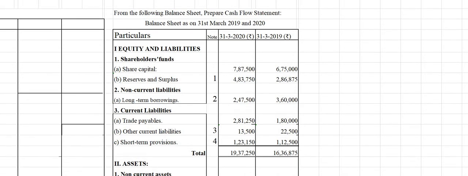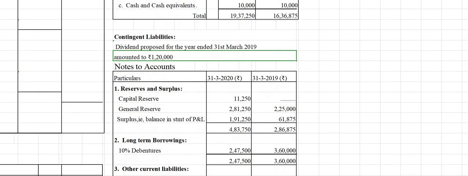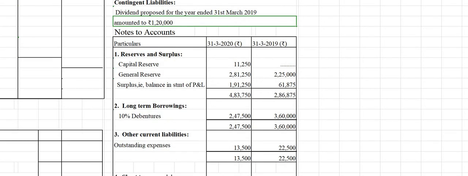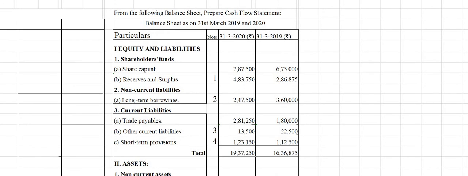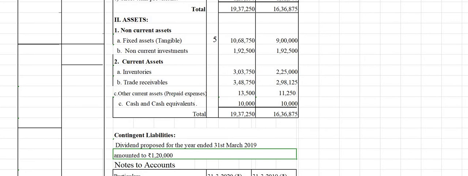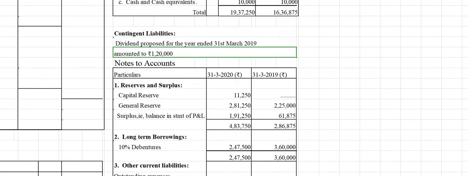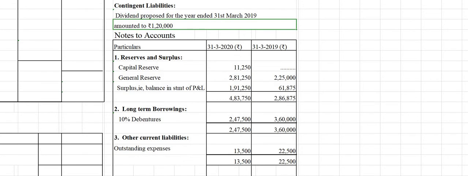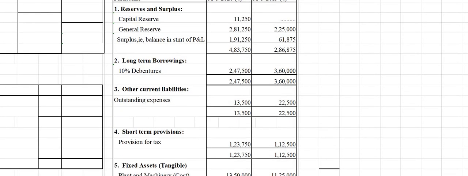Now this is the balance sheet. In that, reserves and surplus, that is one note is given. Let us see what are the reserves. In that, capital reserve is there, general reserve also is there. Then surplus is there, that means profit for the last year and current year is given. Then next, second note number is long-term borrowings. Here 10% debenture is given as long-term borrowings.